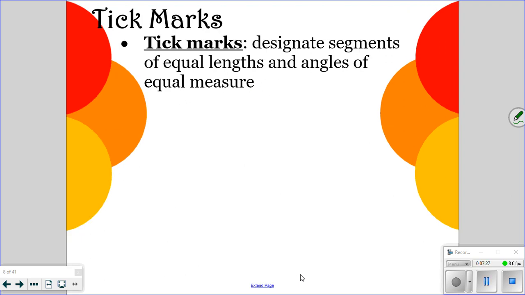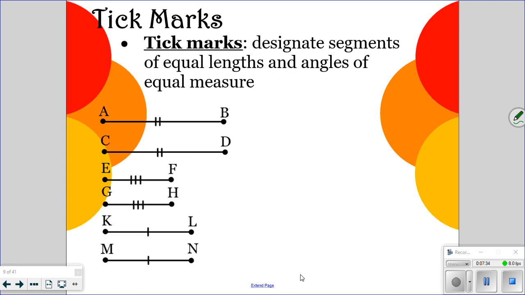Okay, now we're going to look at tick marks. You've dealt with tick marks before. They just tell you if your segments or angles are of equal length or equal measure. So these 2 segments are congruent because they have 2 tick marks. These are congruent because they have 3, and then these are congruent because they each have 1 tick mark.